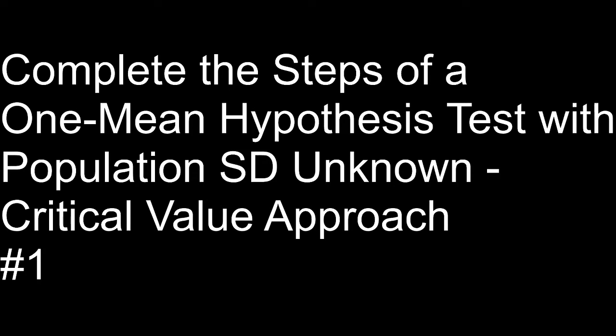This video is on the objective: complete the steps of a one mean hypothesis test with population standard deviation unknown. And this is the critical value approach. Later on in other videos, we'll see the p-value approach also. And this is a one mean t test, because the population standard deviation, that sigma, is unknown.